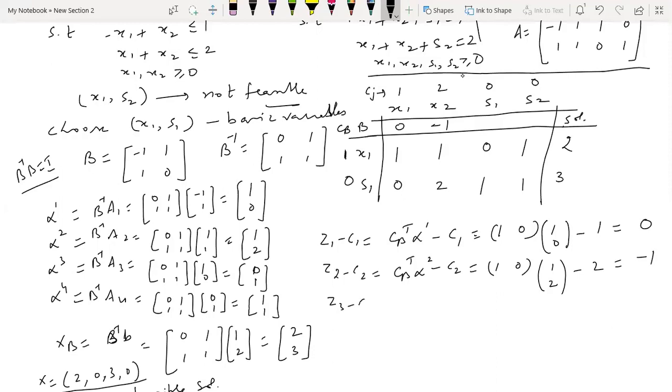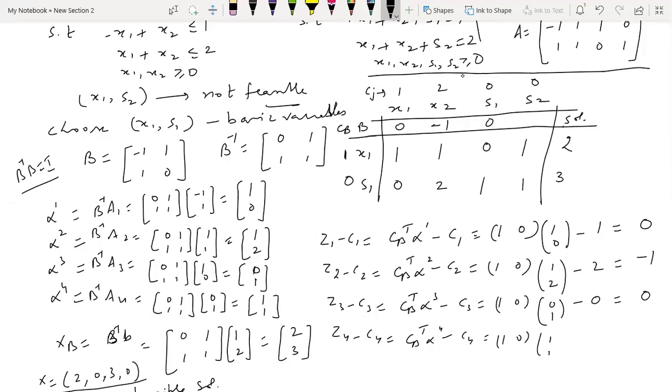Similarly, z3 minus c3 is what? This is cb transpose alpha 3 minus c3. So again 1, 0 multiplied with the third column, which is 0, 1, minus the cost coefficient of the third variable, which is 0. So this value comes out to be 0. Similarly, we calculate z4 minus c4. This is cb transpose alpha 4 minus c4. This is 1, 0 multiplied by 1, 1 minus 0. So the value comes out to be 1 minus 1, which is 0. So this value comes out to be 1.